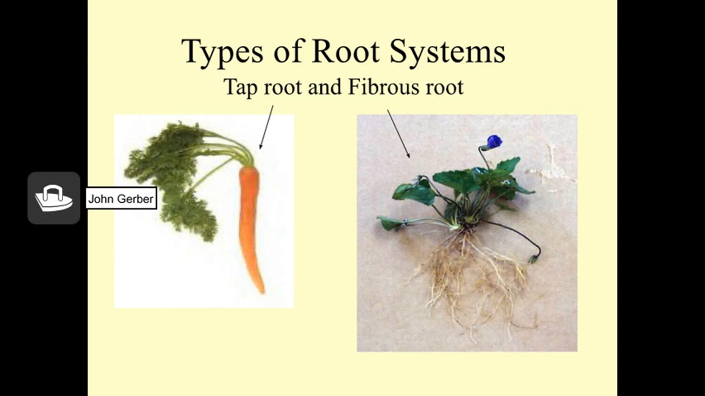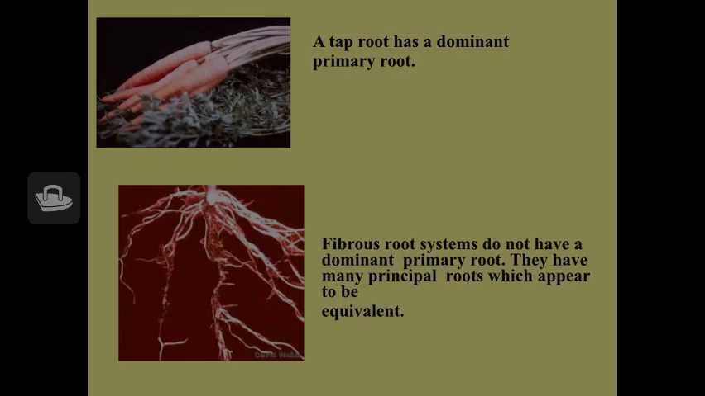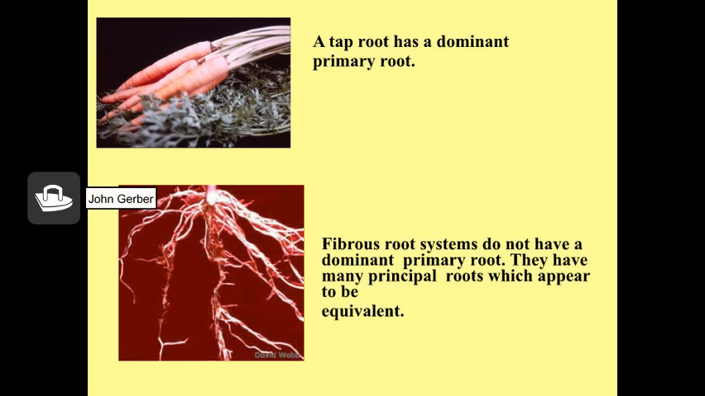There are two basic types of root systems. The carrot on the left represents a taproot, and what looks like an African violet to me represents a fibrous root system. The taproot has a single dominant primary root. It originates in the embryo of the seeds. In most dicots, it grows downward, giving rise to a few smaller lateral roots, which quite often you don't see.